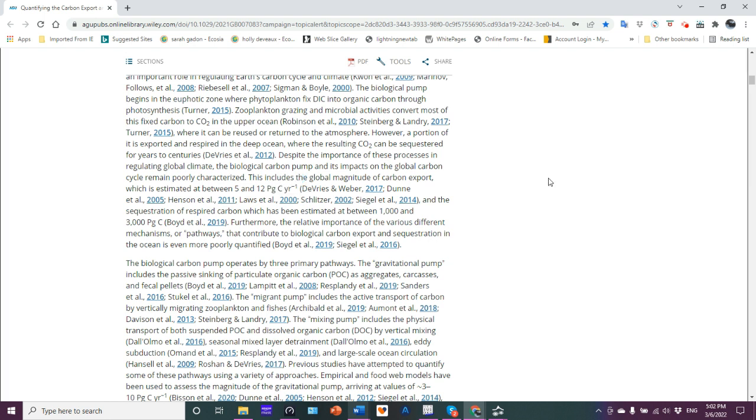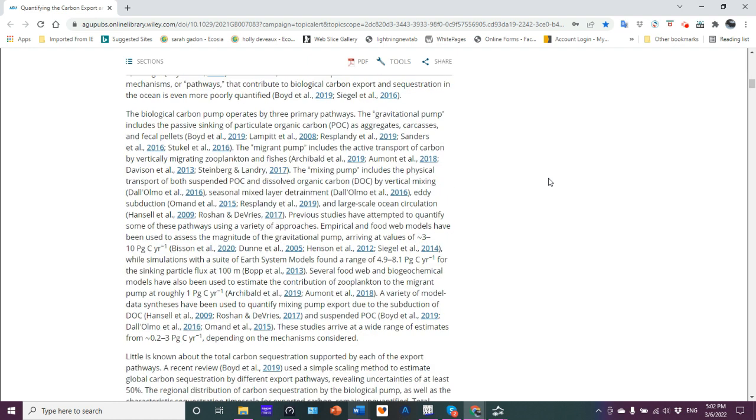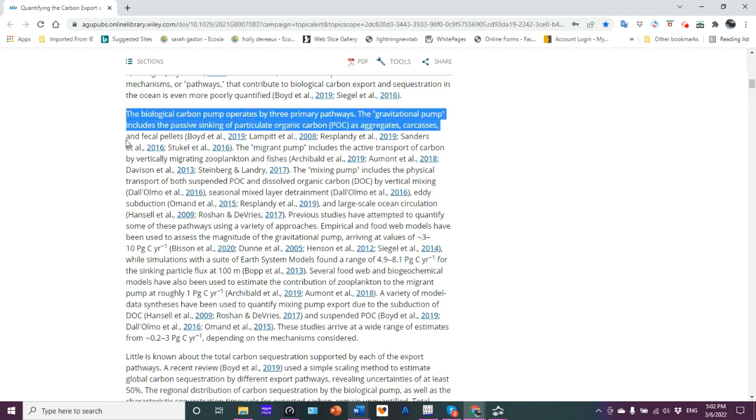And the sequestration of respired carbon, which has been estimated between 1,000 and 3,000 petagrams. Furthermore, the relative importance of the various different mechanisms or pathways that contribute to biological carbon export and sequestration in the ocean is even more poorly quantified. Now, this is important right here. So let me just see if I can highlight that.